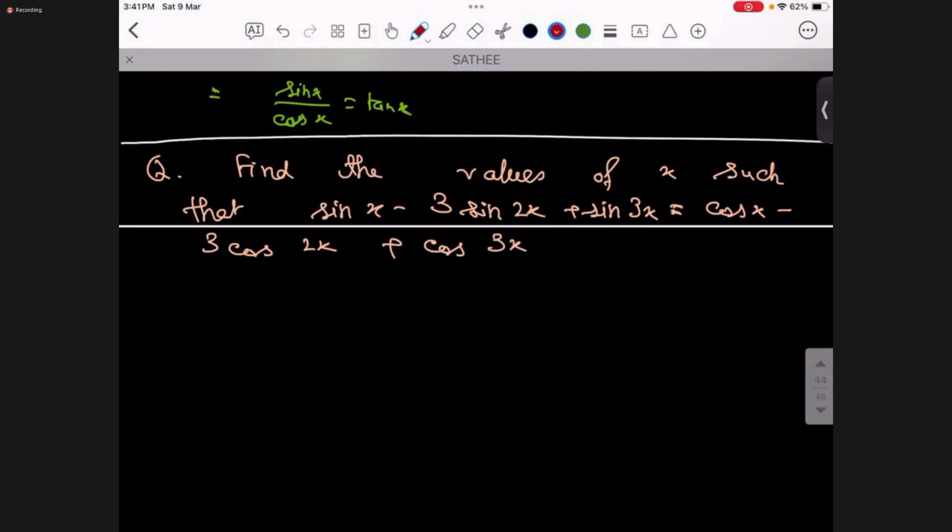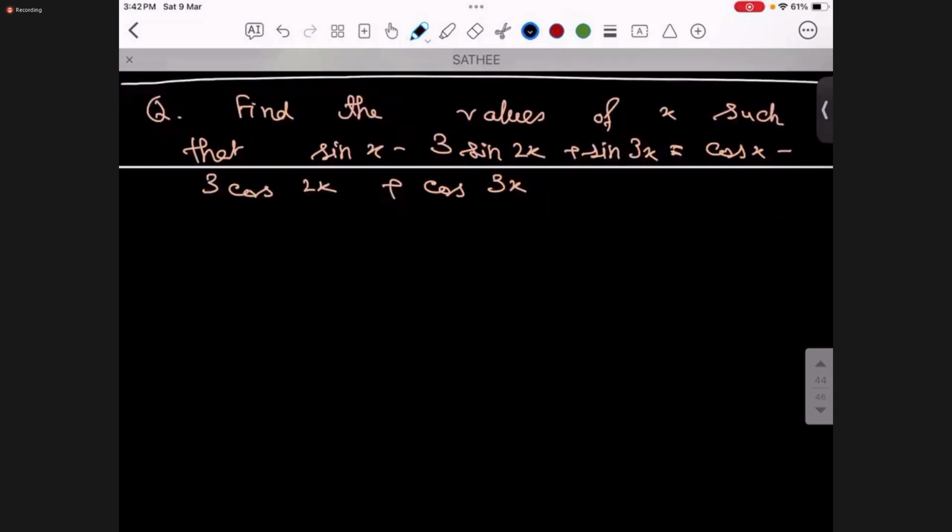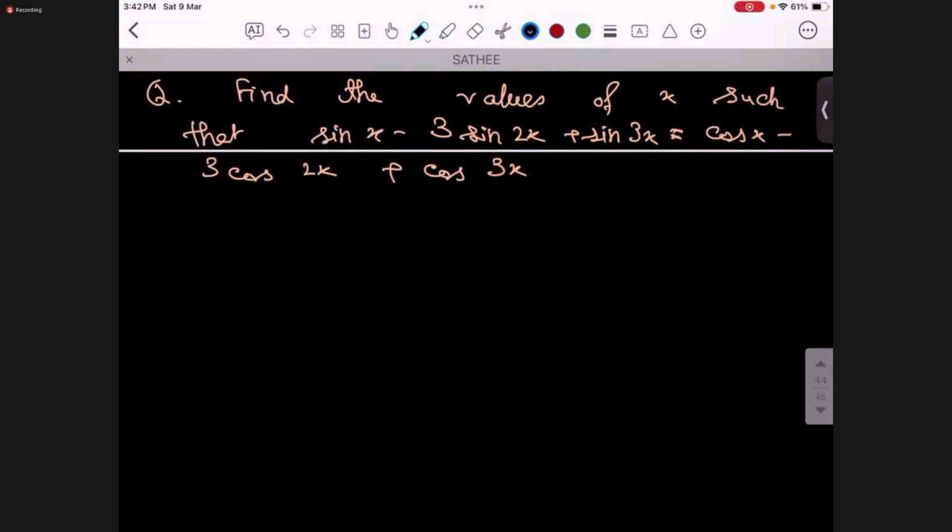Okay, so what is the demand of the question? The question demands the values of x which should satisfy this equality. For which values of x will this equality hold? So for that purpose, we need to solve this equation. How can you solve? In the first step, what can we do? You can put all the terms on one side. It will be a little easier.